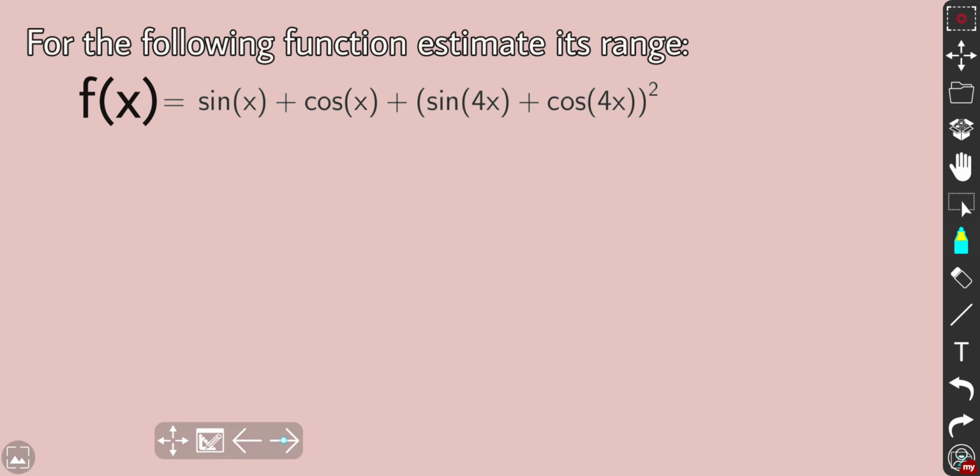Let's have a look at the problem. For the following function, you need to estimate its range. So basically, from which minimum to which maximum point, or y values, it can be set up. Because x values are not specified, we assume that x can be any real number, so x is from negative infinity to positive infinity on the whole span.